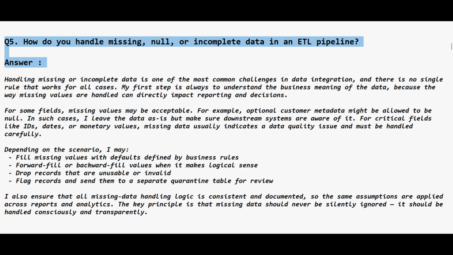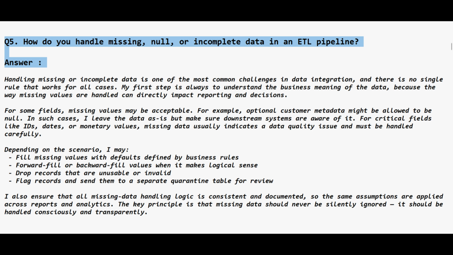For some fields, missing values may be acceptable. For example, optional customer metadata might be allowed to be null. In such cases, I leave the data as is, but make sure downstream systems are aware of it. For critical fields like IDs, dates, or monetary values, missing data usually indicates a data quality issue and must be handled carefully. Depending on the scenario, I may fill missing values with defaults defined by business rules, forward fill or backward fill values when it makes logical sense, drop records that are unusable or invalid, or flag records and send them to a separate quarantine table for review.